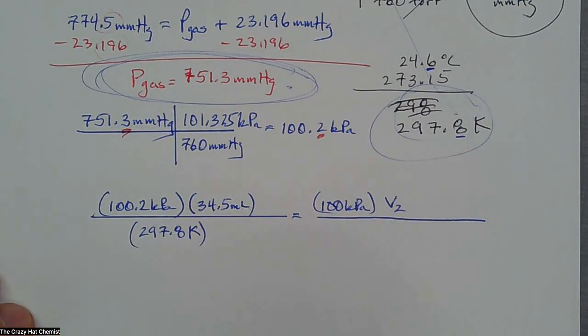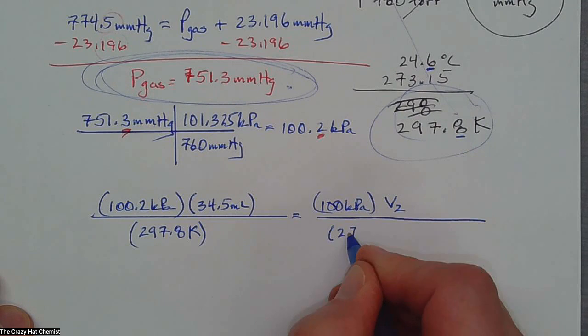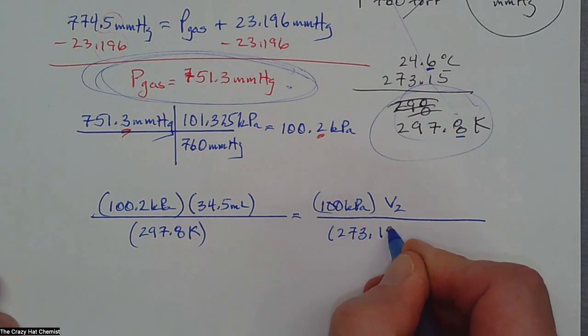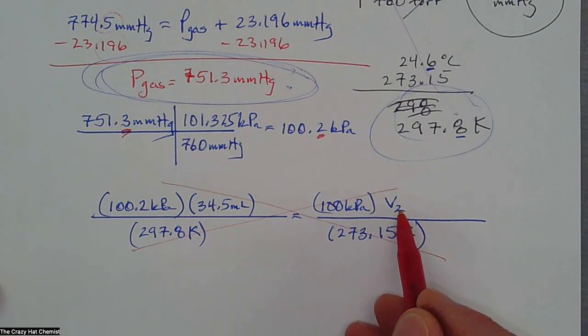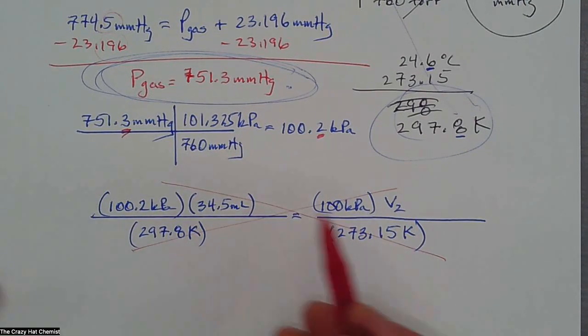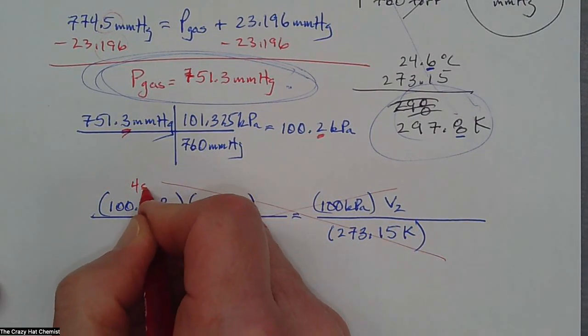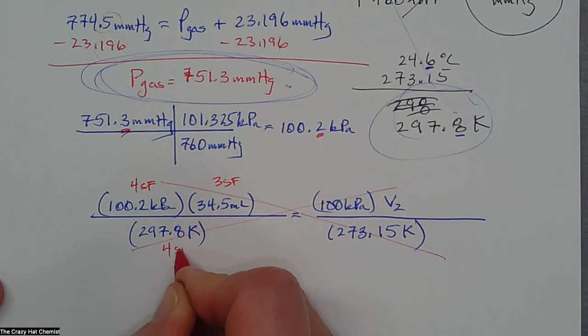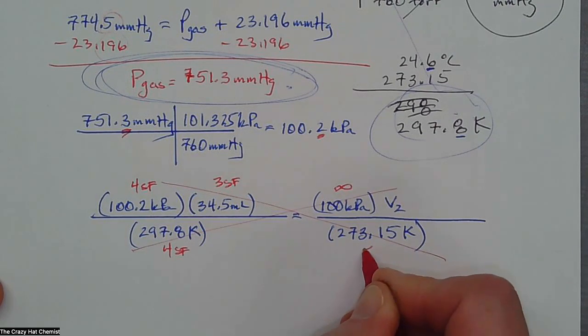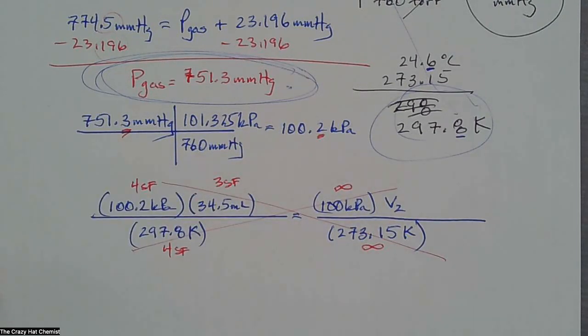And the temperature at STP conditions is 273.15 Kelvin. So we're going to solve for V2, and this is very similar to what we have done before. Cross multiply, solving for V2. I'm looking at significant figures. This has 4 significant figures. This has 3 significant figures. This has 4 significant figures, an infinite and an infinite. So the fewest number of significant figures I have on this problem is 3.